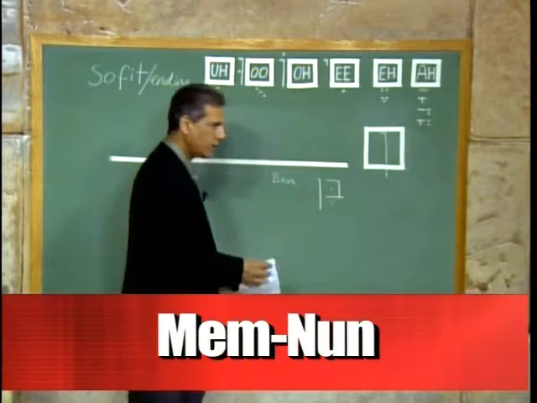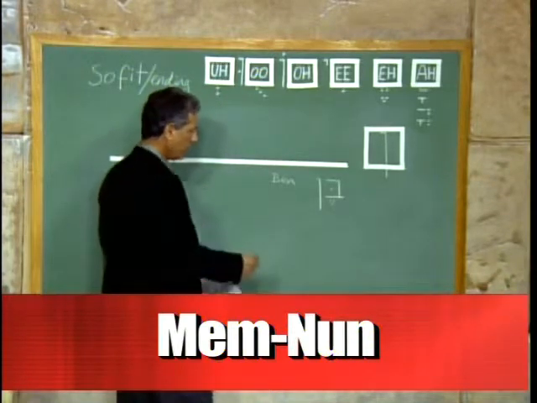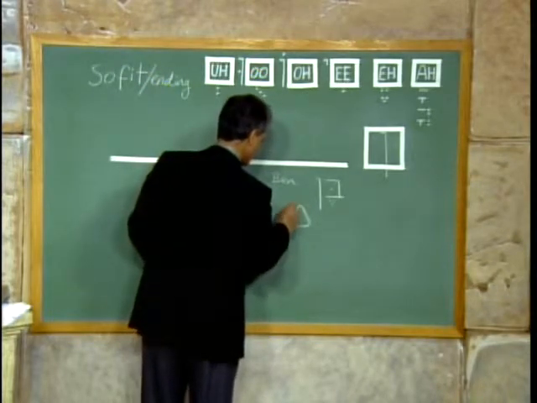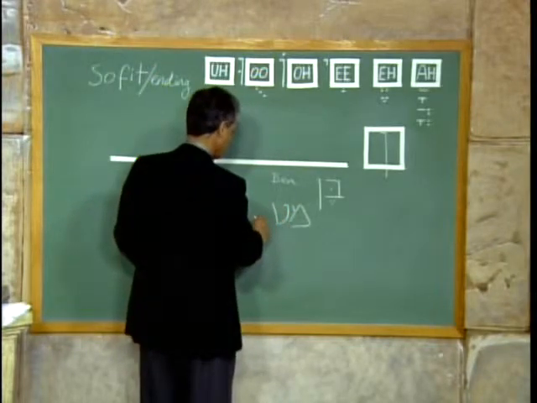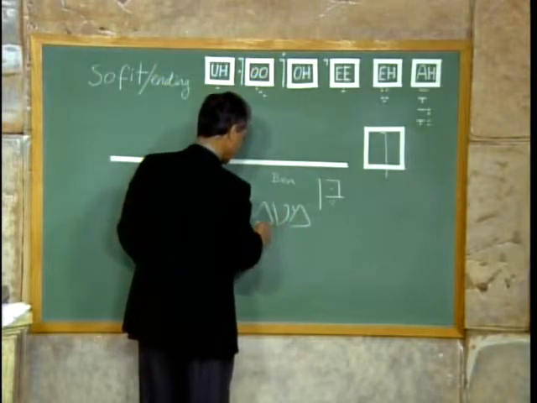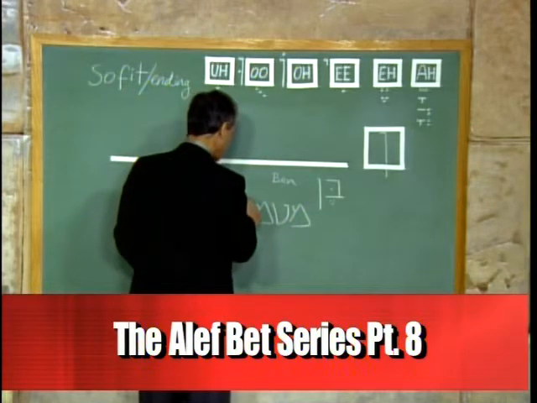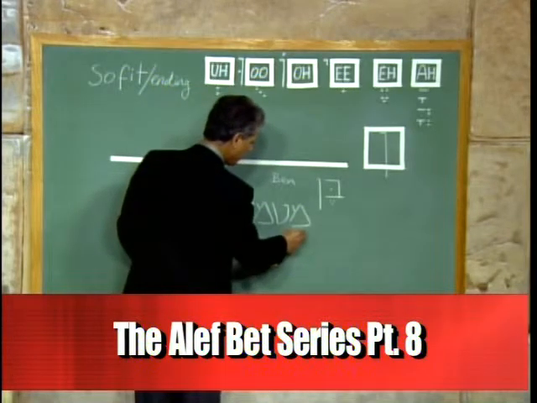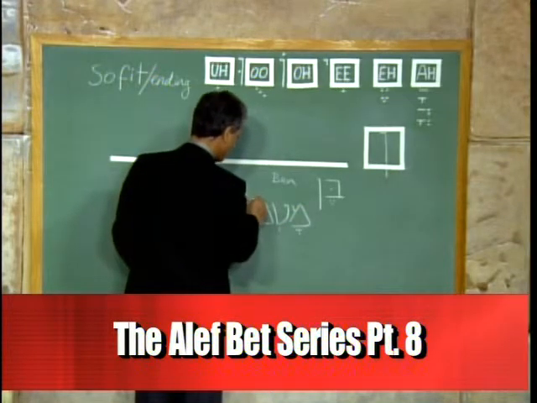Another word, let's take a word that is a little bit bigger. See if we can read that. Here is a Mem. Here is a Tet. Remember that Tet. Another Mem. And a Vav. And a Nun Sofit. Here are the vowels. That's an a sound, and an o sound.